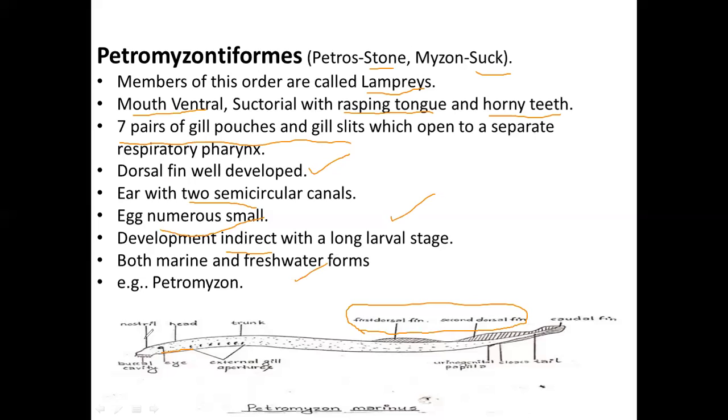So this is the diagram of Petromyzon, where you can see the buccal cavity, nostril, head, and eye. These are the gill opening apertures. This is the trunk part. These two are the dorsal fins. This is the caudal fin, and this is the tail part. This is the cloaca, and this is the urinogenital aperture or urinogenital papilla.